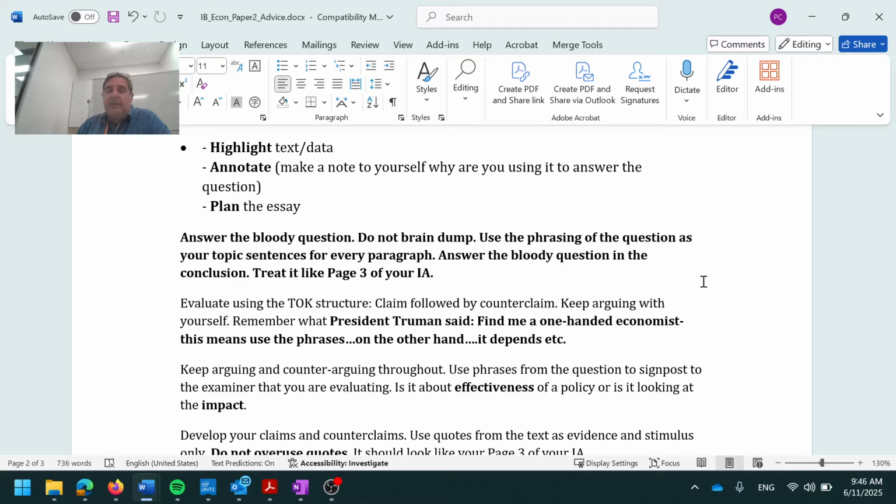Keep arguing and counter-arguing throughout, and use the phrases from the question to signpost to the examiner that you are evaluating. So, if they're saying evaluate the view that monetary policy or export promotion is an effective policy, then use phrases, yes, it's highly effective, or not very effective, or it's mainly effective, or it's insignificant. If it's about impact that a policy might have, talk about major impacts, minor impacts, negative impacts, positive impacts, right? Use the phrasing of the actual question.